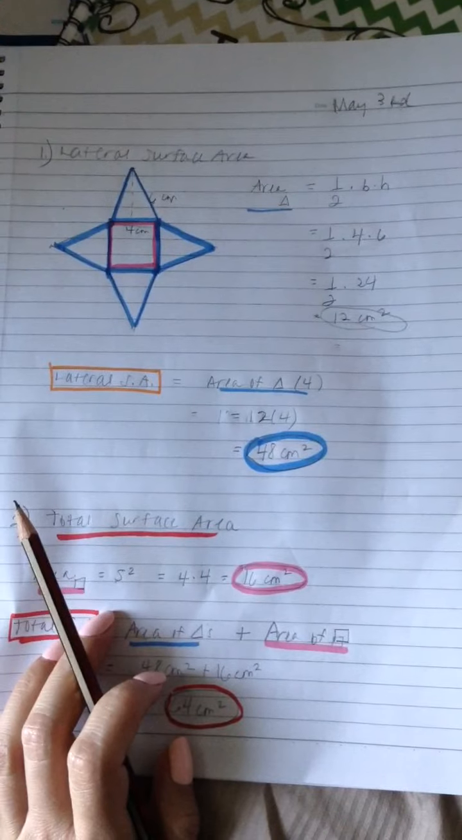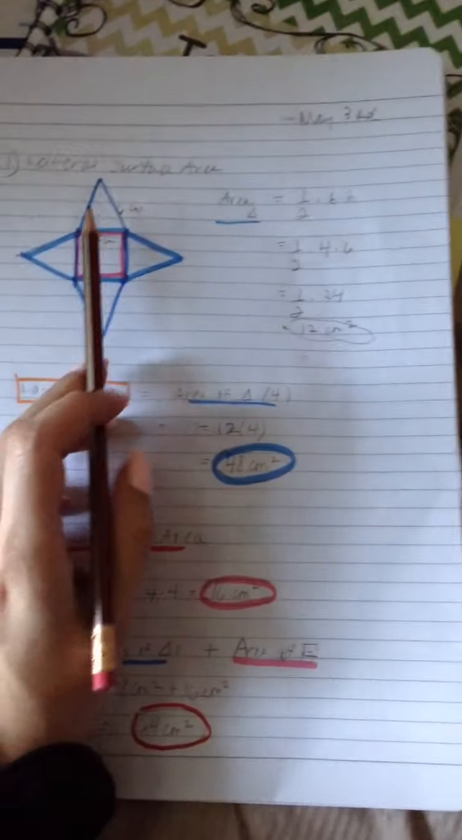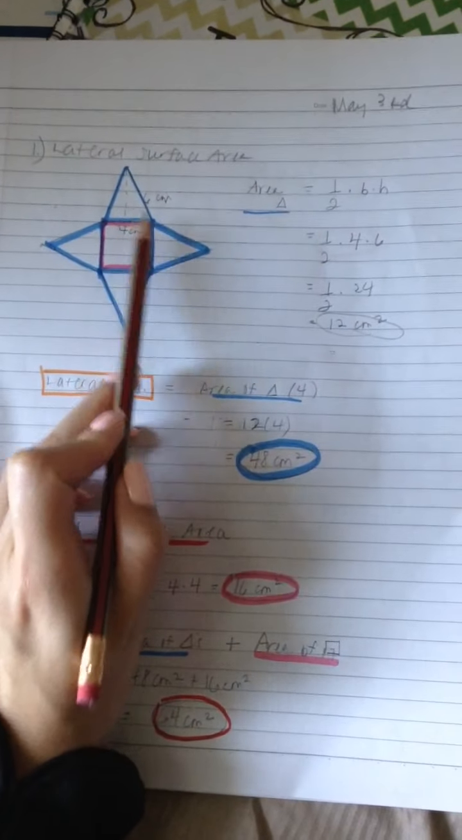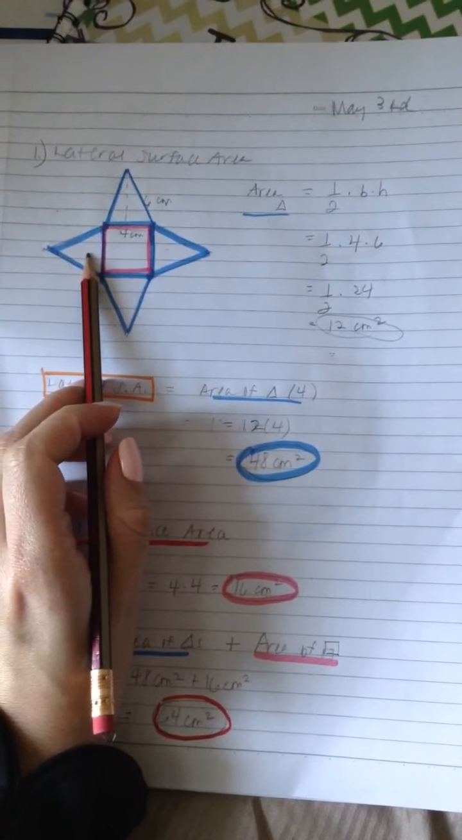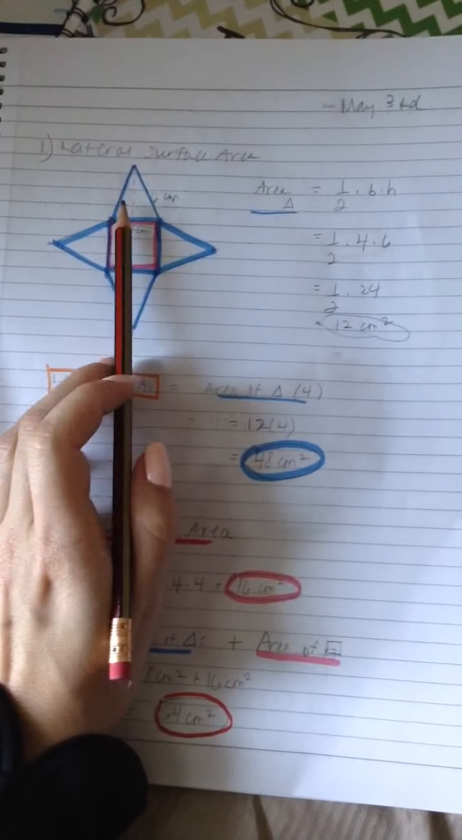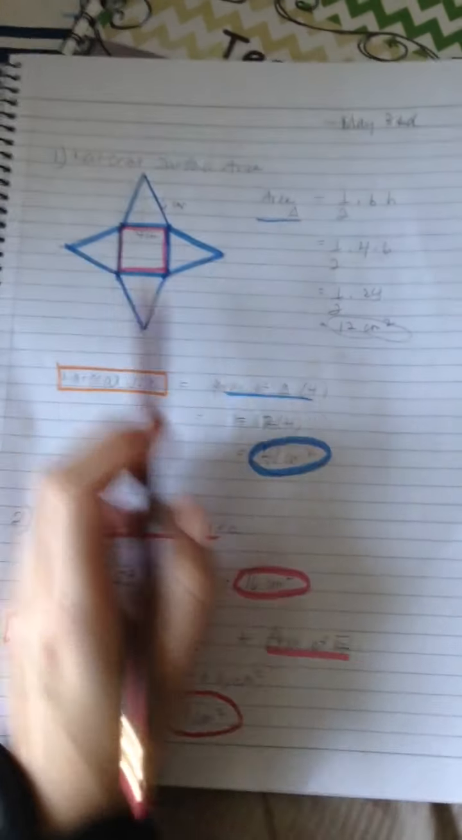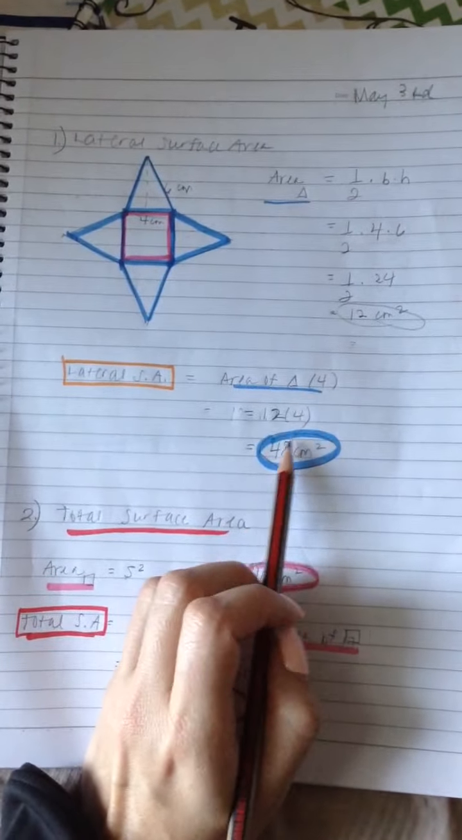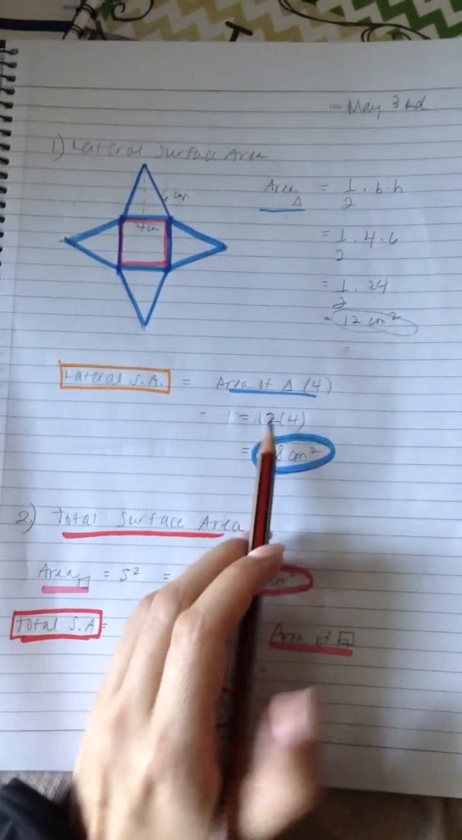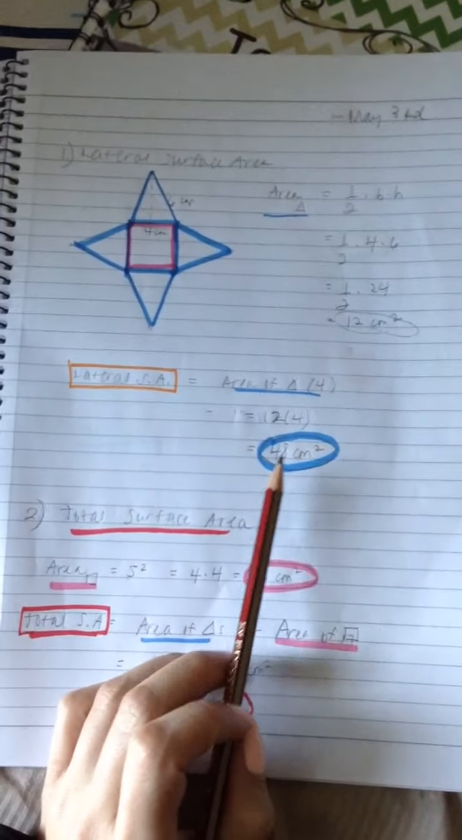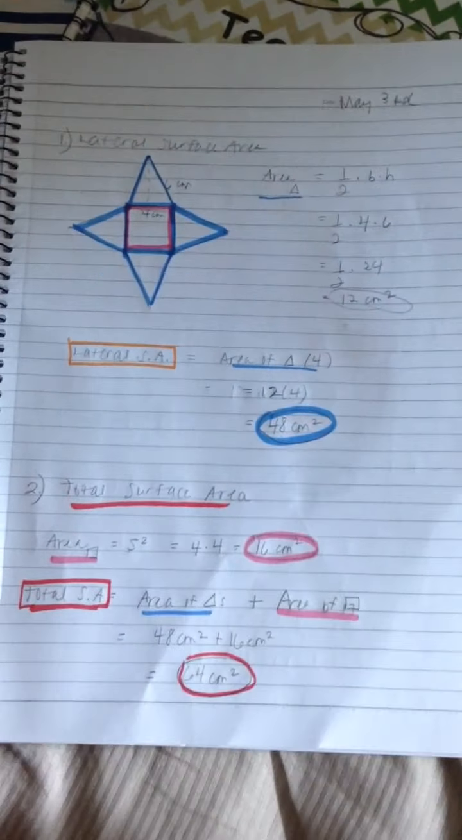Now we need to find the lateral surface area. So if we know that this is 12 centimeters squared, this has to be 12 centimeters squared, as well as this triangle and this triangle. So you can either add all the triangles up, or you can multiply times 4. Well, what is 12 times 4? 48 centimeters squared. So our lateral surface area here is 48 centimeters squared.